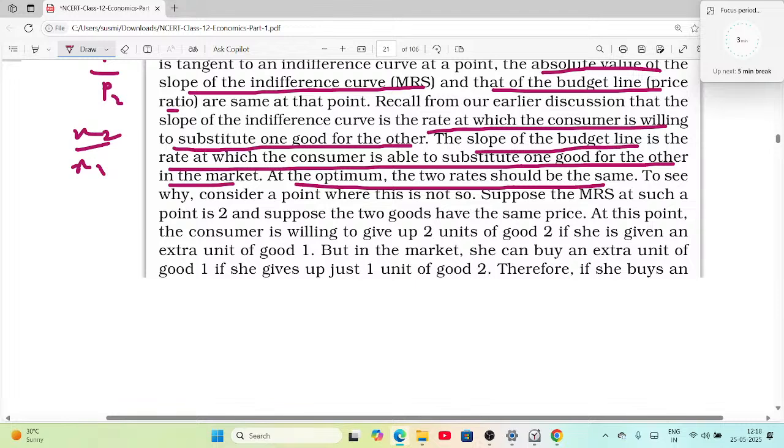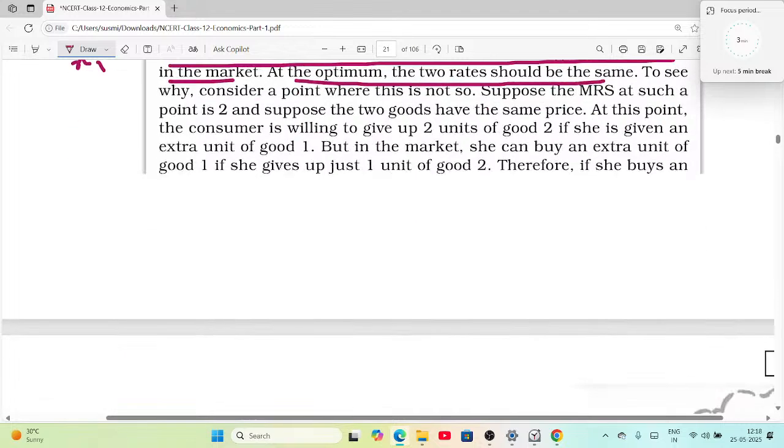To see why, consider a point where this is not so. Suppose the MRS at such a point is 2, and suppose the two goods have the same price. At this point, the consumer is willing to give up 2 units of good 2 if she is given an extra unit of good 1.